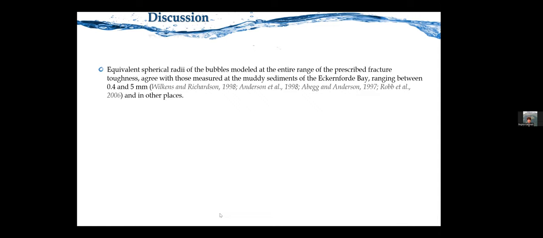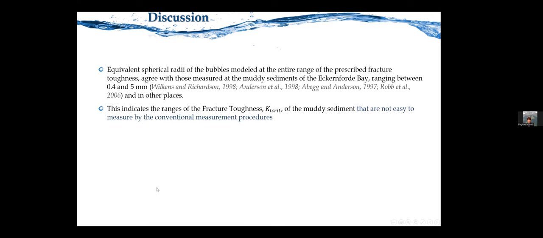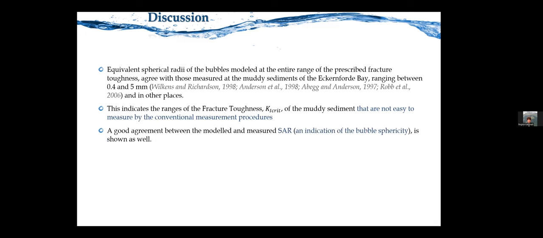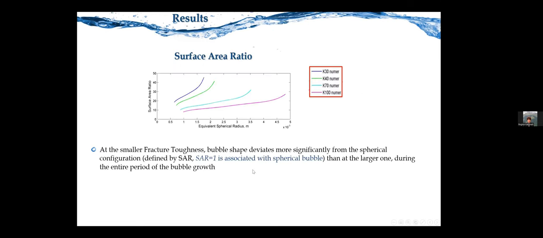Finally, in contrast to the previous study that I demonstrated, they agree with those measured in the muddy sediments of the Eckenford Bay, ranging between these sizes and also in other places. This indicates the ranges of the fracture toughness of the muddy sediment that are not easy to measure by the conventional measurement procedures. Also, in the measurements in the Eckenford Bay, the surface area ratio was also measured, and it agrees quite well with these results that you can see here.